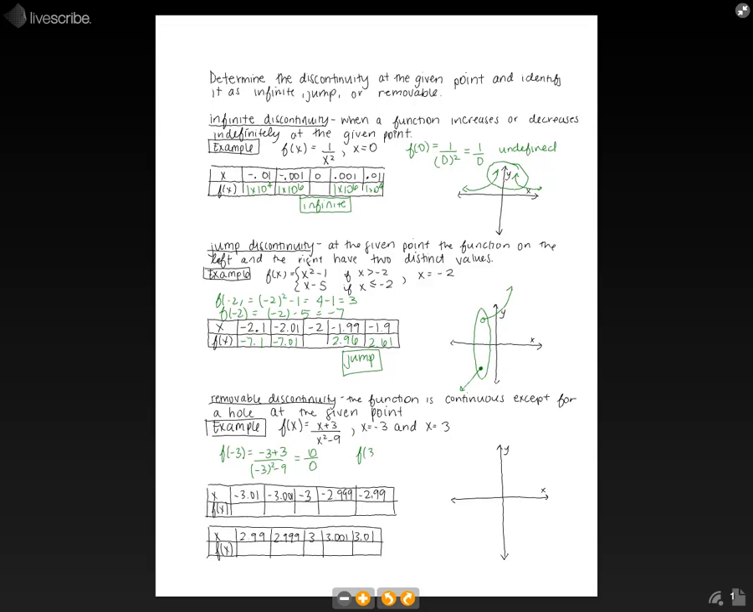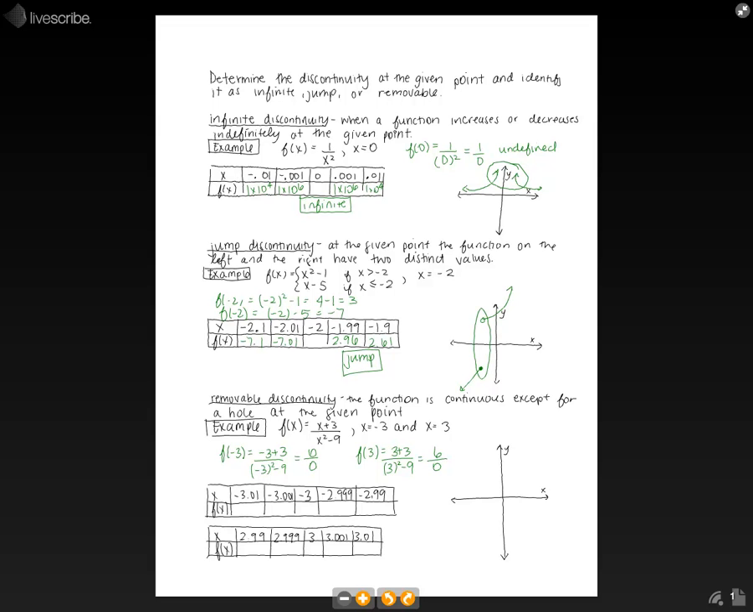F of 3 is 3 plus 3 over 3 squared minus 9, which is 6 over 0, which is also undefined because there's that 0 in the denominator again. So at both negative 3 and 3, the function is undefined. So let's use two separate x and f of x tables to see what's happening at both of these points.